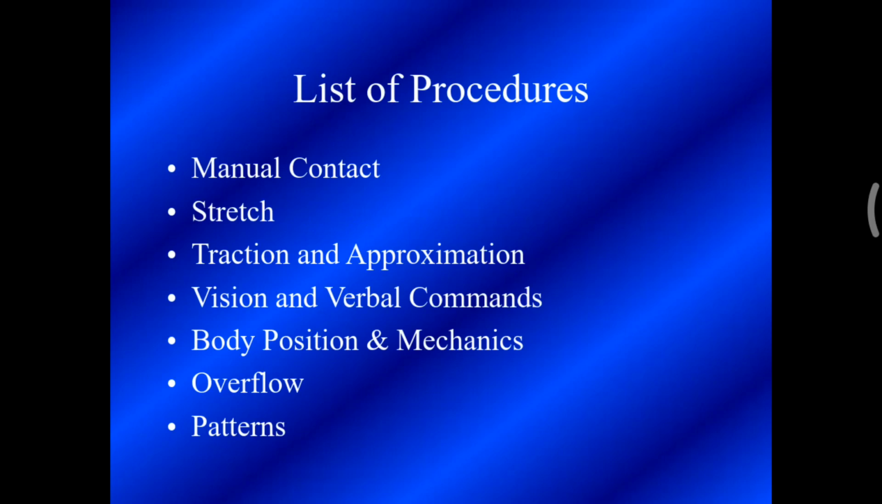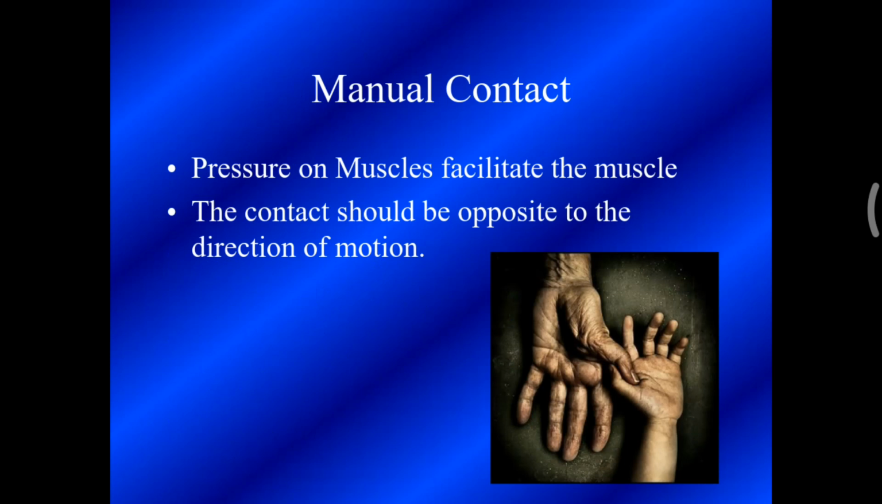Now, you can see that there are many procedures of PNF, and these include manual contact, stretch, traction and approximation, vision and verbal commands, body position mechanics, overflow, and patterns. So, what's a manual contact? Normally, whenever we are going to try and stimulate the person, there are many receptors in the skin which will be facilitated when you apply your hand over the body part.